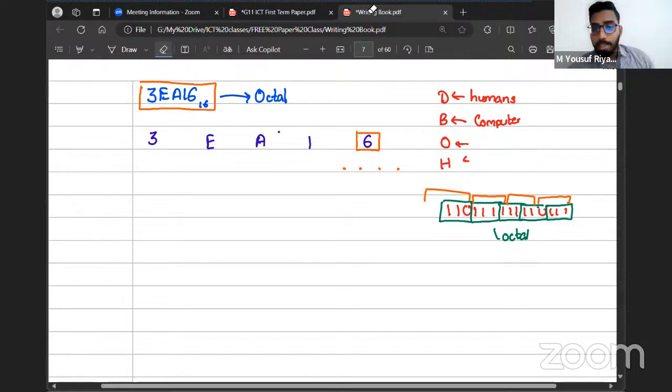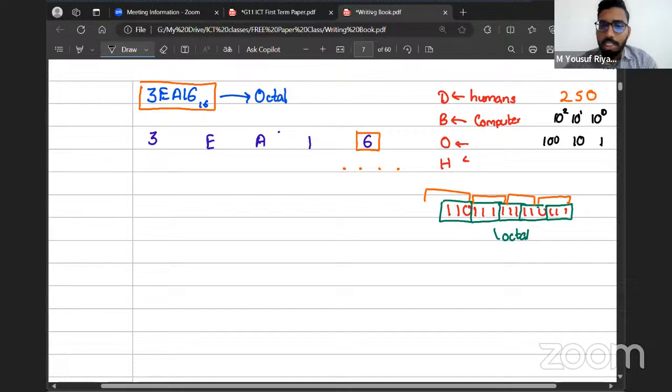For example, in decimal, imagine I have a decimal number called 250. What will be the place values? This digit will be 10 to the power 0, this one 10 to the power 1, and this one 10 to the power 2. So 10 to the power 0 is 1, 10 to the power 1 is 10, 10 to the power 2 is 100.